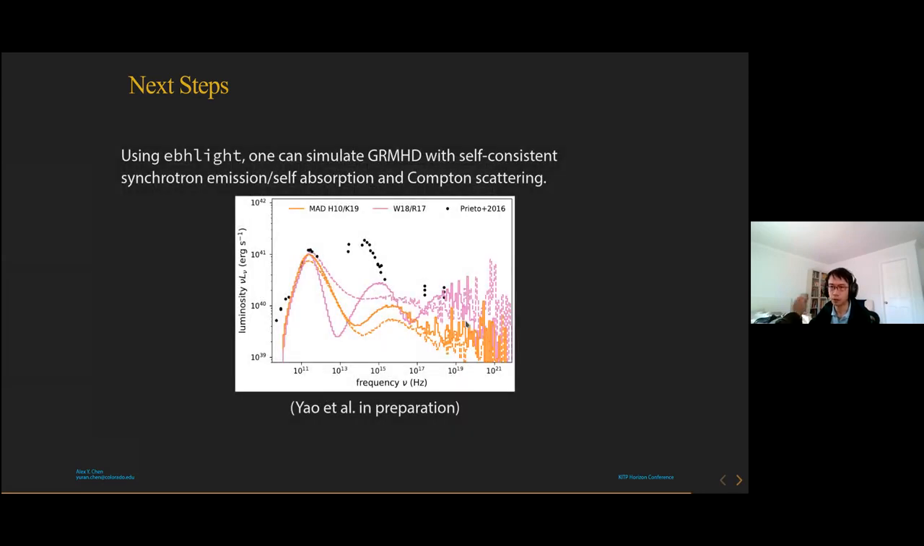So Jason and his student are working on trying to model GR radiative MHD. They're using this code, eBlight. They can simulate GRMHD with photons and include synchrotron emission and self-absorption and Compton scattering. So they can produce a very nice synthetic spectrum from the GR simulations. This is still a work in progress. I'm not going to explain this plot because this is not my specialty. Ask Jason if you have questions.